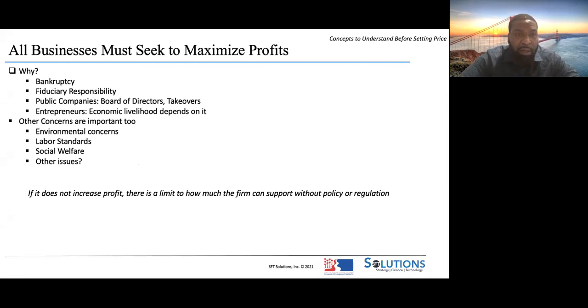Now, don't get me wrong, there's other concerns such as environmental, labor standards, social welfare, things like that. But there's a limit to how much individual entrepreneurs can endeavor to that goal without a government mandate. So our goal as entrepreneurs is to maximize profit. And like I said, at the end of the day, it's very important to us because we're often the last one to get paid.